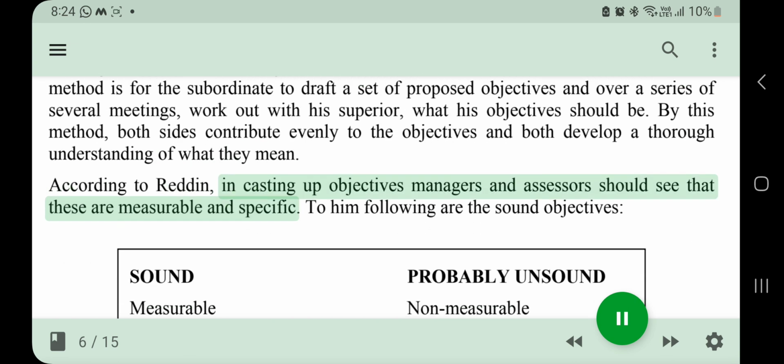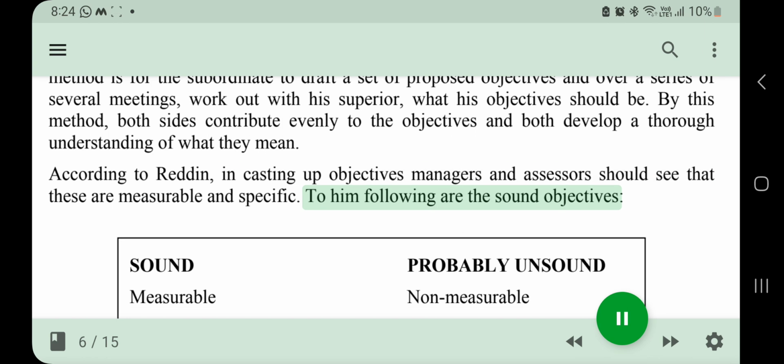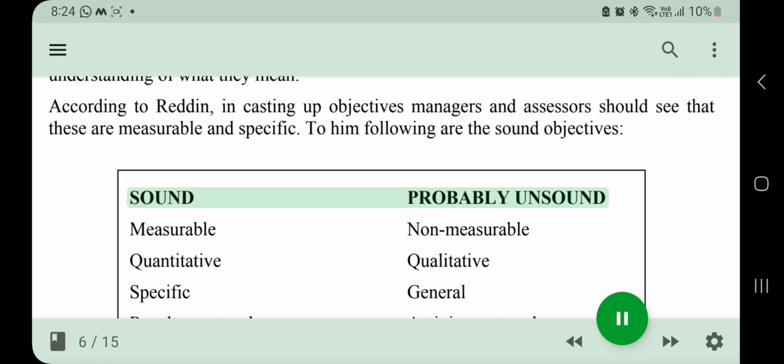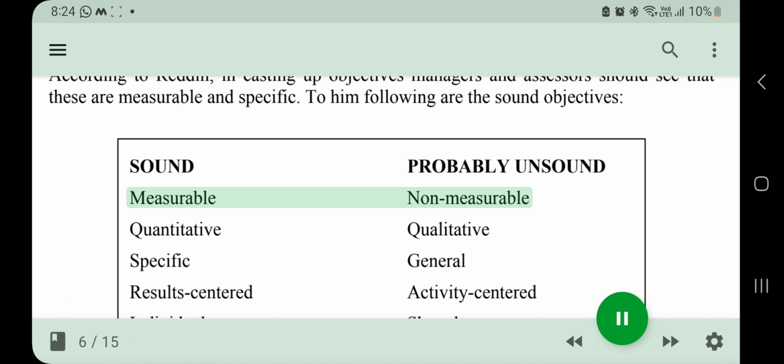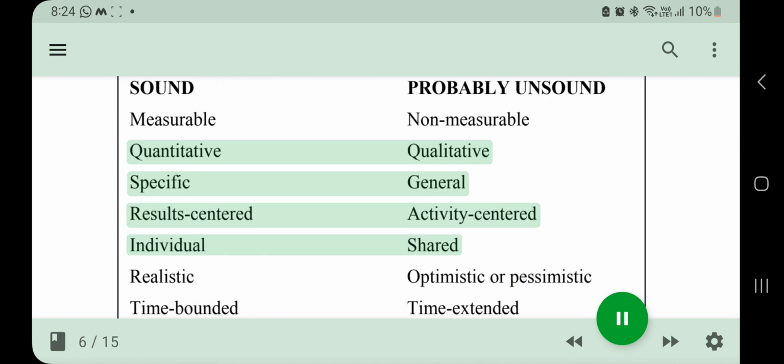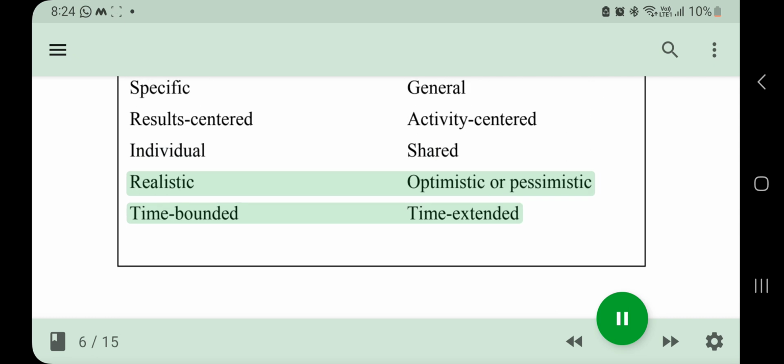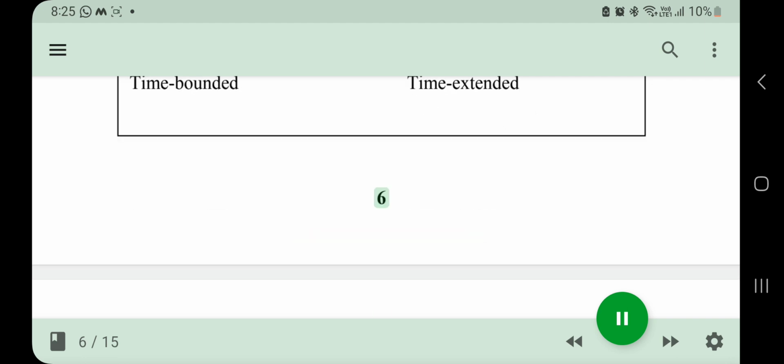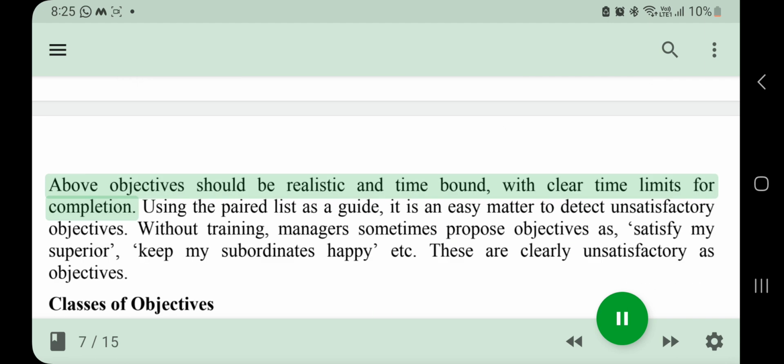According to Redden, in casting up objectives, managers and assessors should see that these are measurable and specific. To him, following are the sound objectives. Sound, probably unsound. Measurable, non-measurable. Quantitative, qualitative. Specific, general. Results centered, activity centered. Individual, shared. Realistic, optimistic or pessimistic. Time bounded, time extended. Above objectives should be realistic and time bound, with clear time limits for completion.